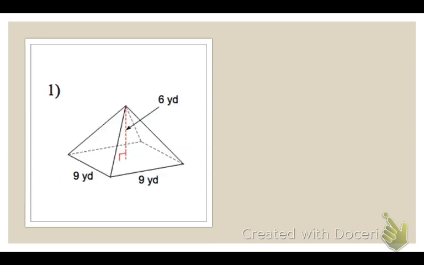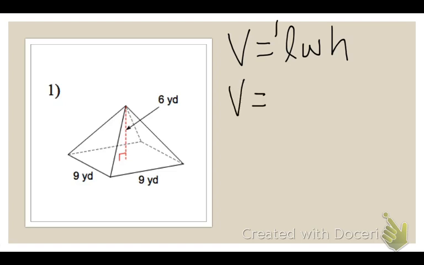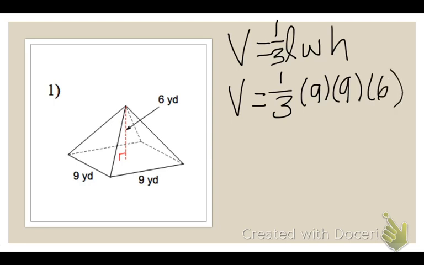Alright, so let's do one example together. So we're going to write volume equals 1/3 base area times height, which is volume equals 1/3 length times width times height. 1/3 times 9 times 9 times 6. And then I'm going to simplify. I'm going to multiply 9 times 9 times 6. So 9 times 9 is 81, and 81 times 6 is 486.